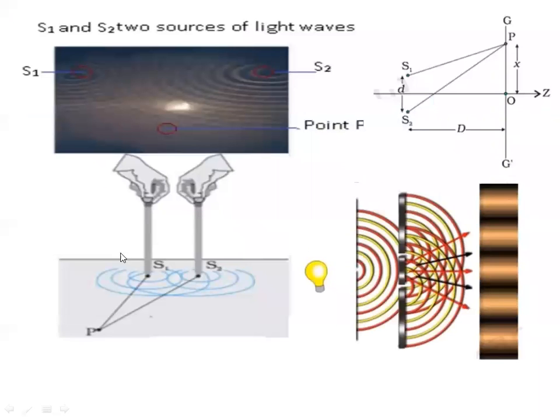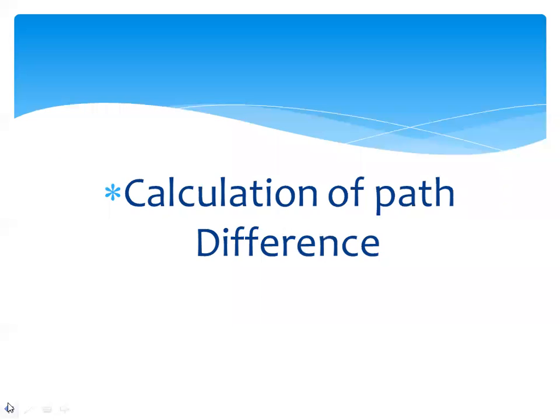And now we are going to discuss the calculation of path difference. Path difference we have already discussed in the last video itself. S2p minus S1p is the path difference, but we have already studied it. If you have doubts, just refer to the previous video.